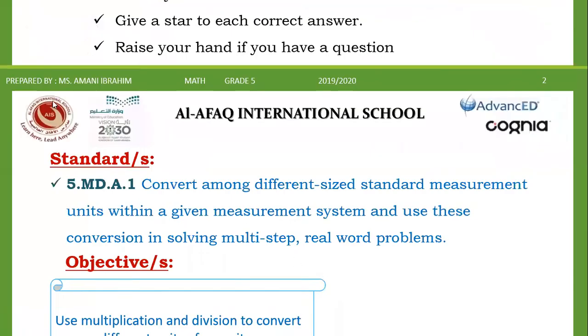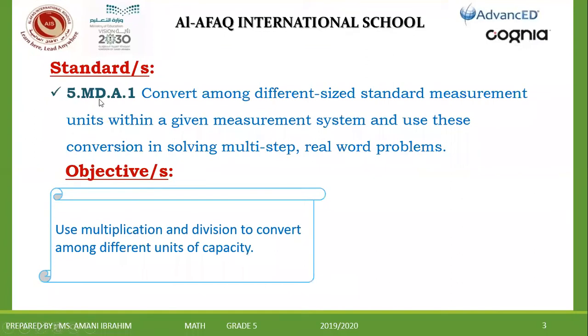Our standard 5. Measurement and data.a.1: convert among different size standard measurement units within a given measurement system and use this conversion in solving multi-step real-world problems. Our objective: use multiplication and division to convert among different units of capacity.